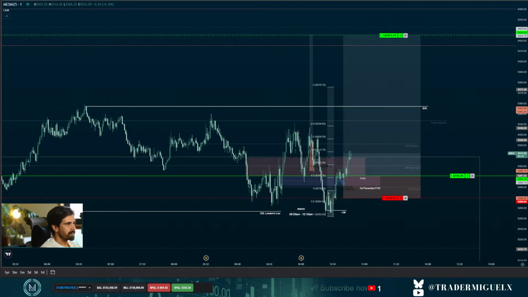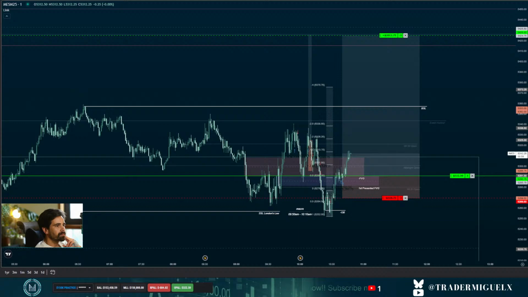A continuation of the upside. So far reaching 1.5 standard deviation, but we are still grinding up.